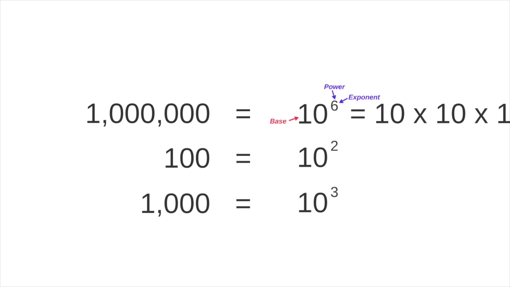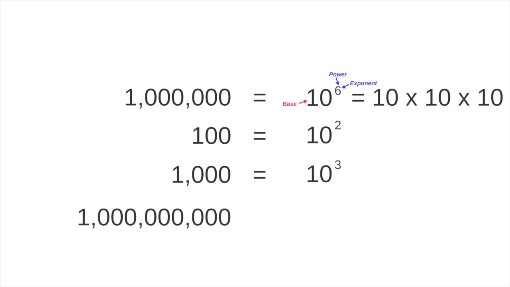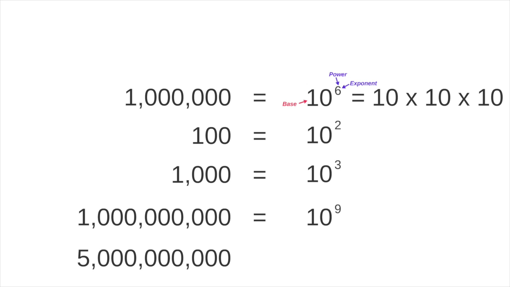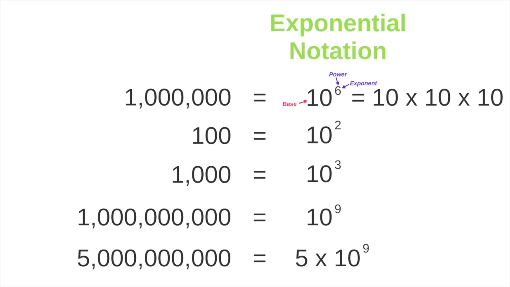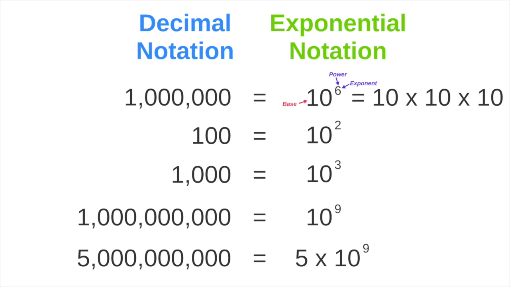10 to the 3rd equals 1,000. 1 billion is 10 to the 9th. 5 billion is 5 times greater, so we can write it as 5 times 10 to the 9th. This is all called exponential notation, since we're using exponents as shorthand to represent repeated multiplication. The classic way of writing numbers, the system we're all familiar with, is called decimal notation.